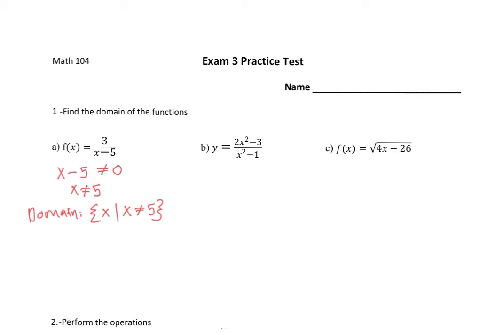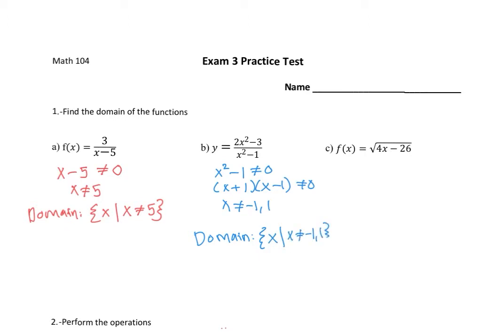All right, the next question then is very similar. We have that the denominator is x squared minus 1. So the denominator cannot equal 0. So x squared minus 1 is not equal to 0. We factor that, and we get that x cannot equal negative 1 or 1. So if we write the domain out, we have here that x can be all real numbers except for x cannot equal negative 1 or 1.